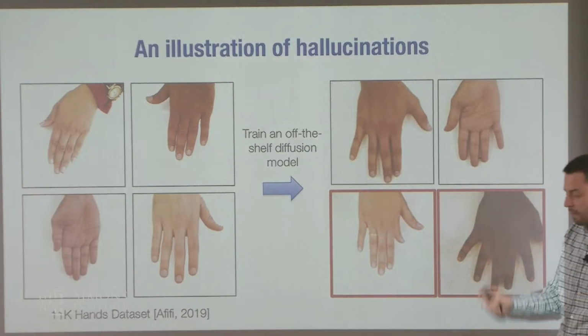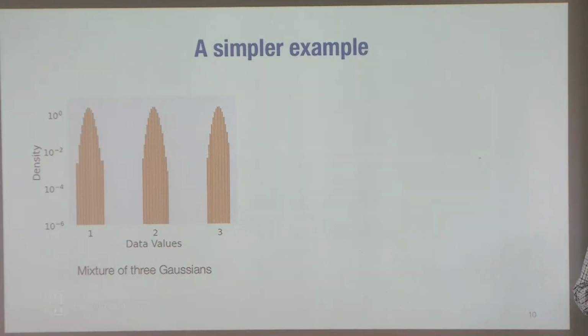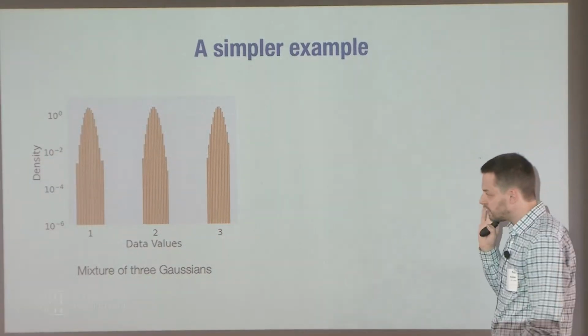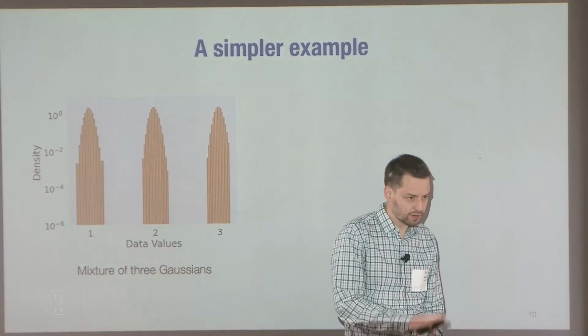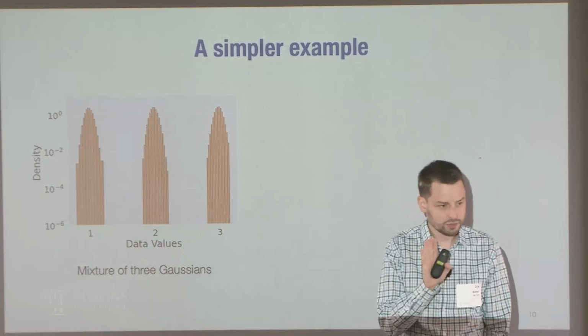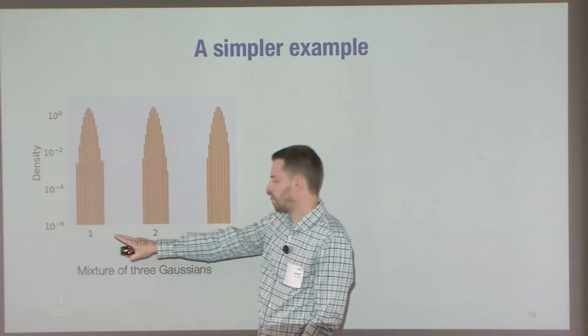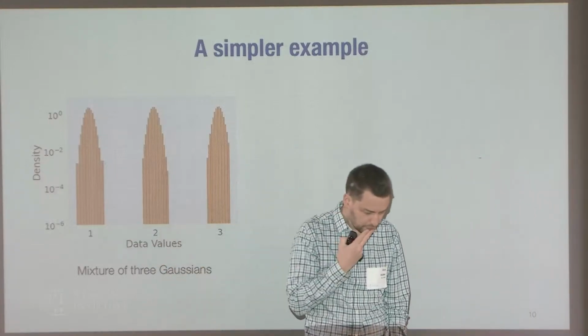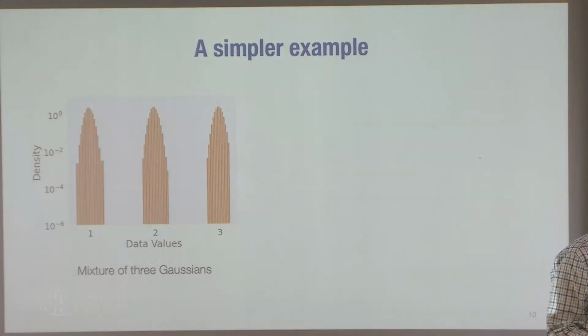But before we come back to them, let me give an even simpler example of just a mixture of 3 Gaussians. So let's take data like this. This is a mixture of 3 Gaussians, and we're sampling from 3 Gaussians with identical variances and mean values 1, 2, 3. If you train a diffusion model on this, what would you expect to see? What do you think it's going to look like? Any guesses?